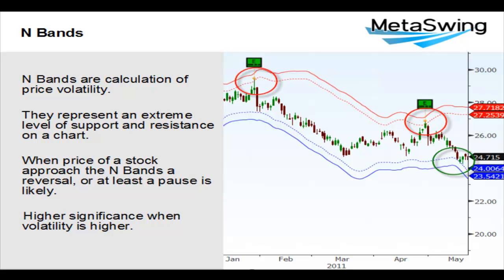Here we have a summary of the general rules for in-bands. They are a form of calculation of price volatility. They're meant to contain price. They represent an extreme level of support and resistance on a chart. When the price of a security approaches the in-bands, a reversal or at least a pause is likely. And finally, there's a higher significance when the volatility is higher and an in-band is touched.